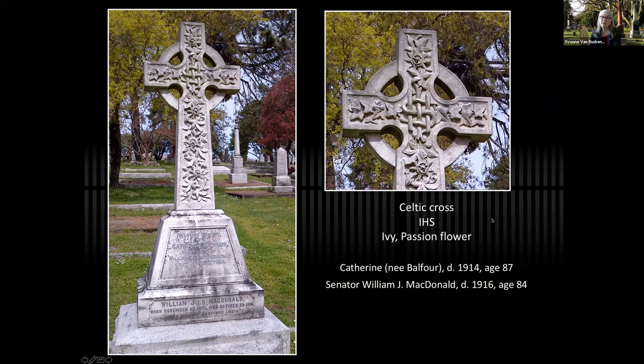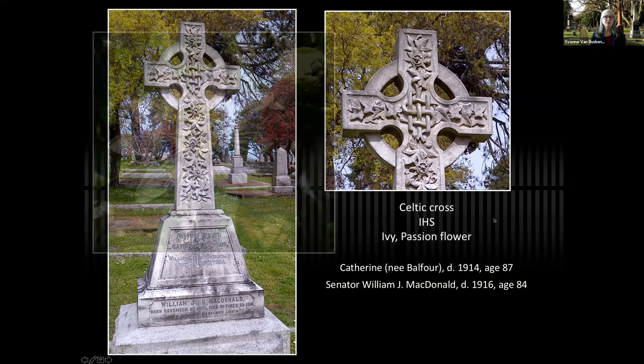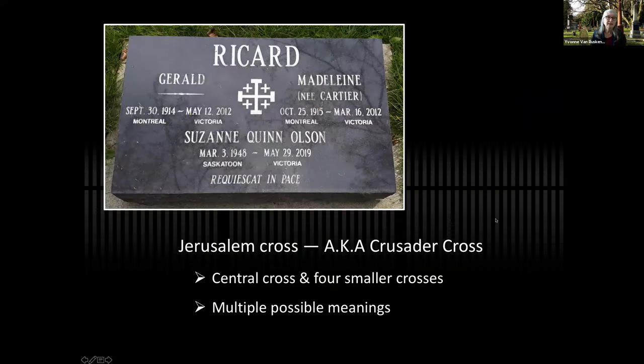Now, these are the common crosses, but there's a very unusual one as well in Ross Bay, on a newer marker. And for a while, markers were very plain, but more and more we're seeing lots of images on markers because new technology makes that possible.